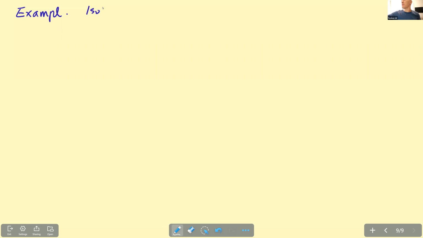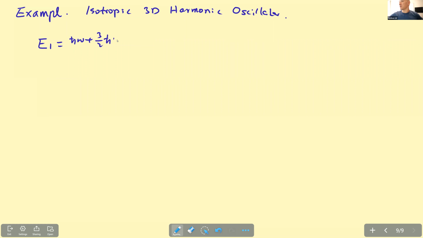Okay, let's look at the isotropic 3D harmonic oscillator. Let's consider state E1, that equals h bar omega plus 3/2 h bar omega. Remember that equals (nx plus ny plus nz) times h bar omega plus 3/2 h bar omega, right? And this one is the zero-point energy. This one is the energy because of the occupation, right?